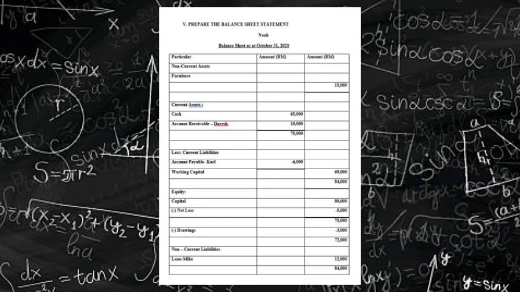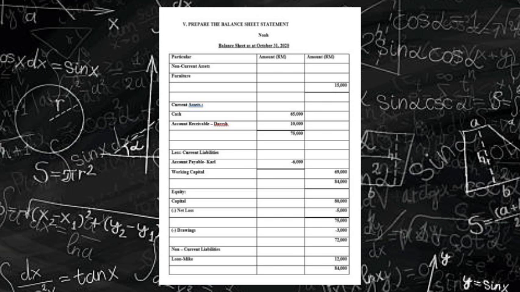Balance sheet on 31st October 2020. Total amount of non-current assets 15,000 ringgit. Next, current assets: cash 65,000. Accounts receivable, Darsh, is 10,000. Total current assets is 75,000. After that, less current liabilities: accounts payable, Cult, minus 6,000. Working capital 69,000. So total amount 84,000.